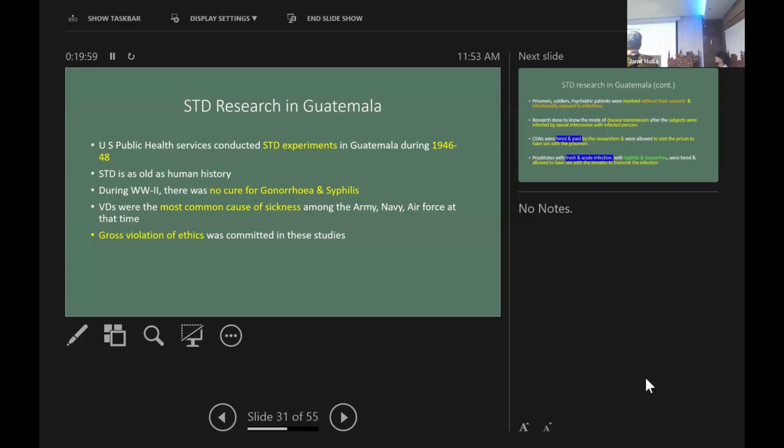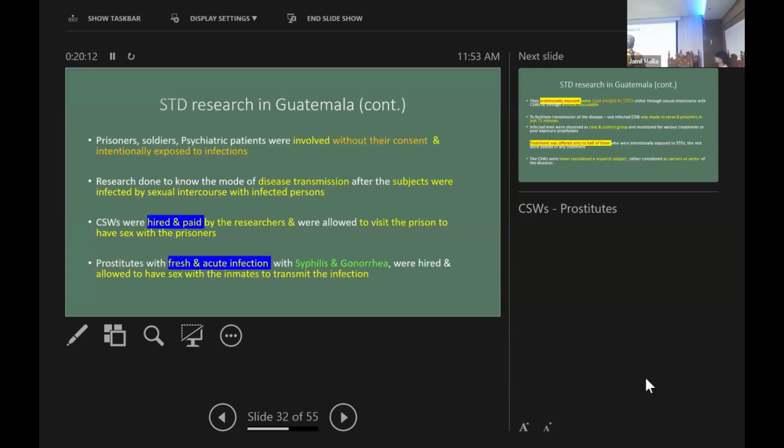There was no cure for gonorrhea and syphilis, and these were the most common diseases among the army. It was a gross violation of human rights. They did the Guatemala study. Prisoners, soldiers, and psychiatric patients were involved without their consent and intentionally exposed to infection. They did not have the disease, but conditions were intentionally created so that they got this infection.